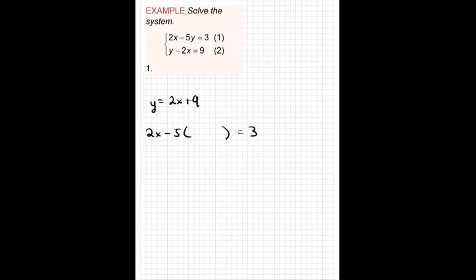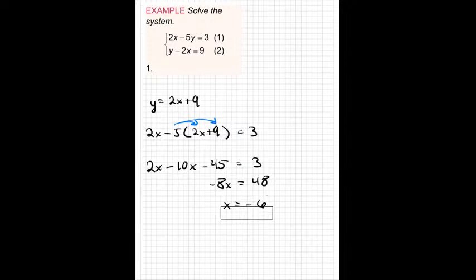So notice at this stage, we have one equation, one unknown, so now we can solve, right? So then we can distribute, and we'll get 2x minus 10x minus 45 equals 3. Looks like it's going to be negative 8x equals 48. So then x equals 6. x equals negative 6. Oh, that's just x, right? So we're not done.